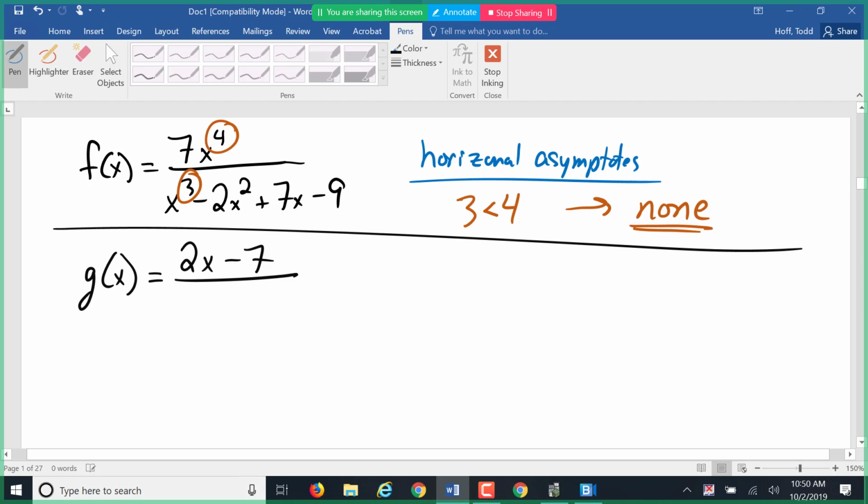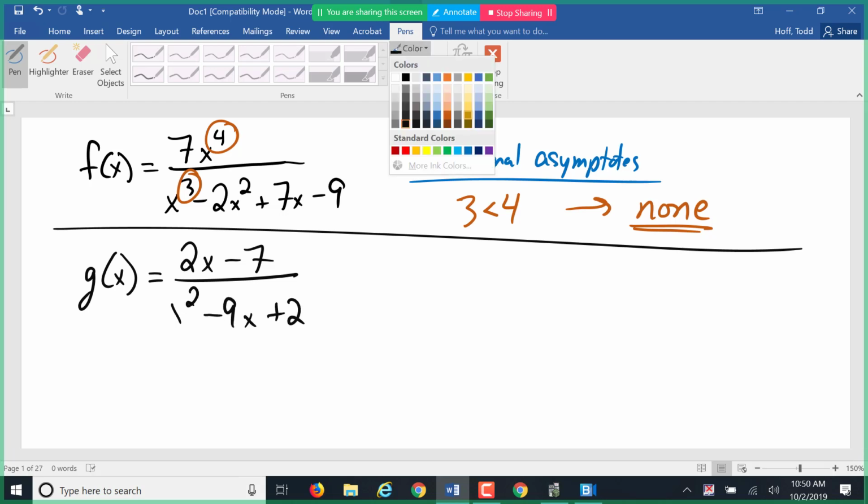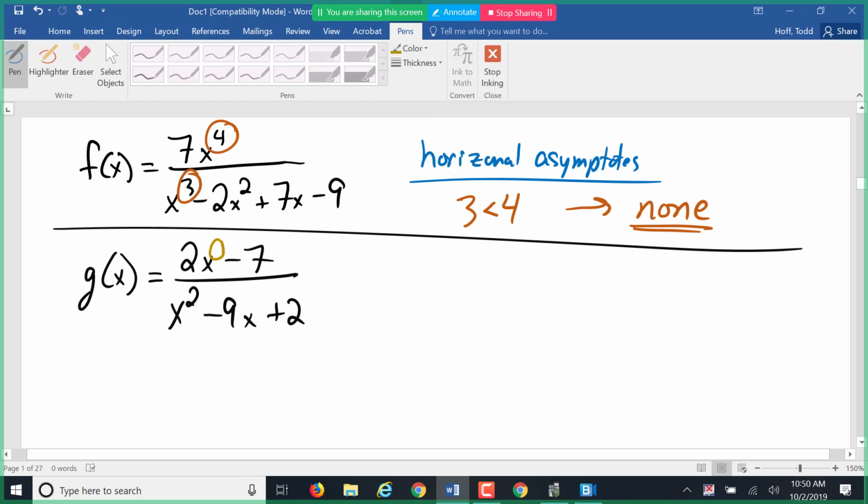If g of x equals 2x minus 7 over x squared minus 9x plus 2, we have a degree of 1 in the numerator and 2 in the denominator. Remember, it's always the denominator first. 2 is greater than 1, so y equals 0, or the x-axis, is a horizontal asymptote.